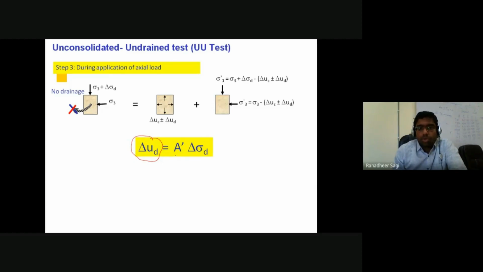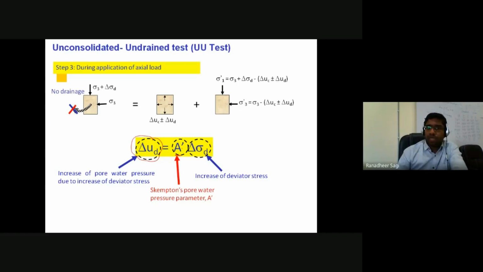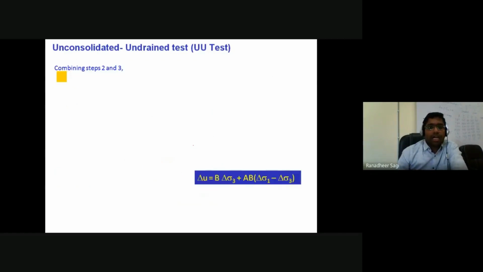In the last class, I was trying to use a simple representation, A into delta sigma D, but now I am giving a slight difference. Please do understand there is a small change in the representation. I am indicating it as A dash into delta sigma D. What does this A dash mean? That A dash is what I am calling, once again, your Skempton's pore water pressure parameter A dash, which I'll be writing in my subsequent steps.